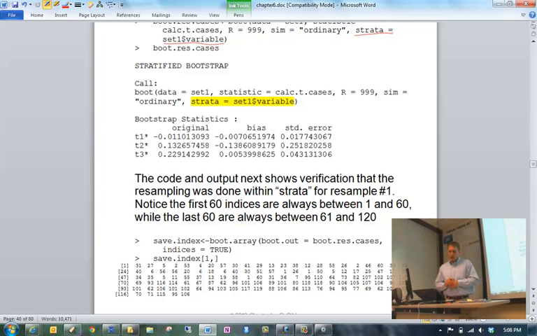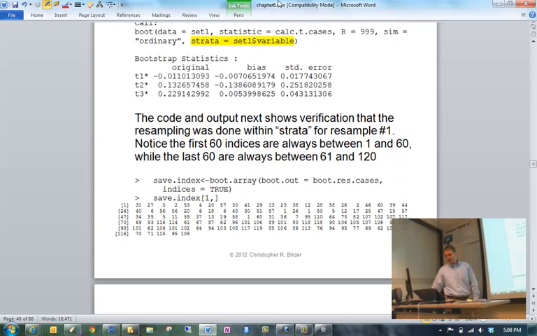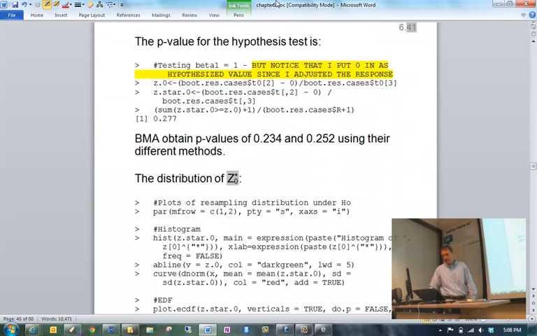At the bottom of page 640, I did this in Chapter 3 as well. For the first resample, I look at the actual indices that were resampled, just to show you that indeed the first 60 are always between 1 and 60, and the last 60 are always between 61 and 120. This is a verification. Okay, this is where you need to be careful.